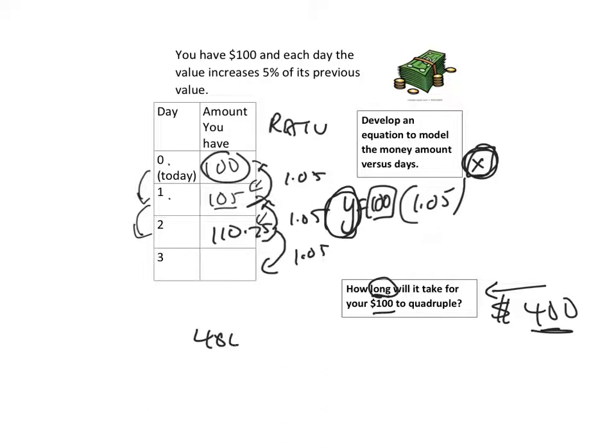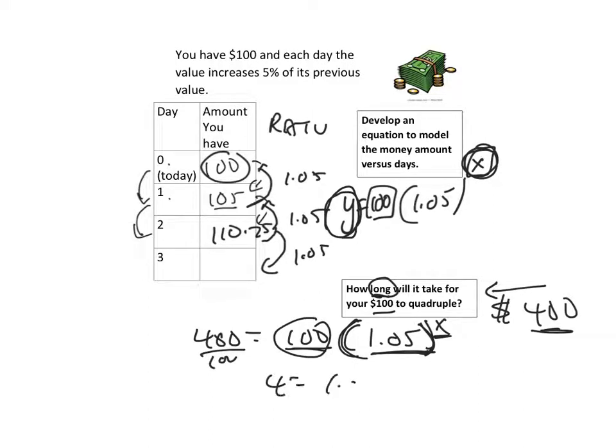We have 400 equals 100 times 1.05 to the power of x. We're going to be solving for x, so we have to isolate x, which is attached to the 1.05. This 100 is separate from the bracket, so we're going to divide everything by 100. That gives me 4 equals 1.05^x.